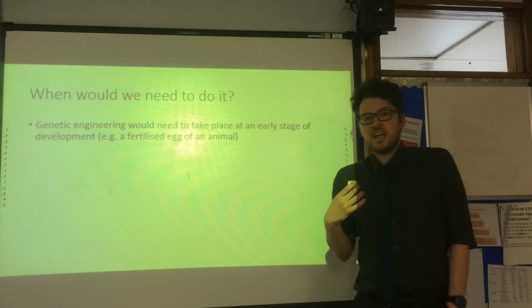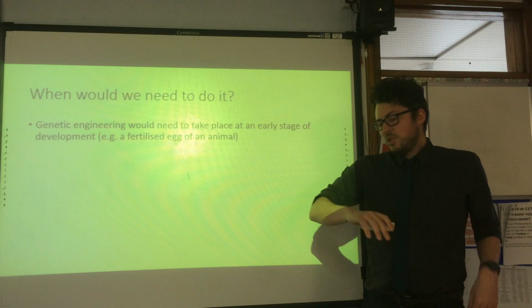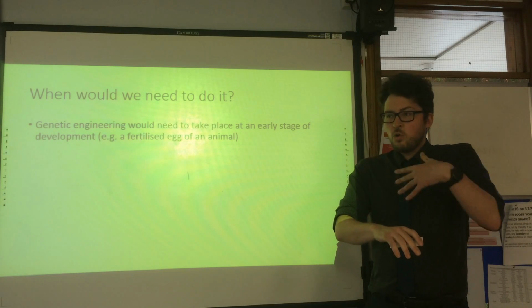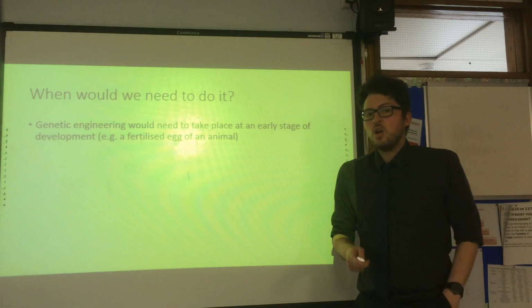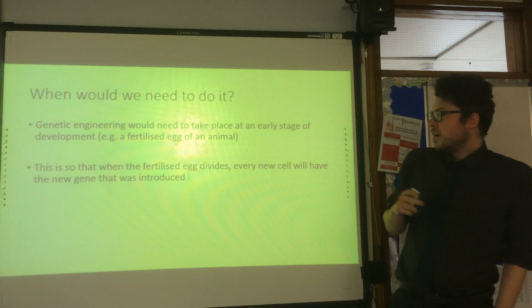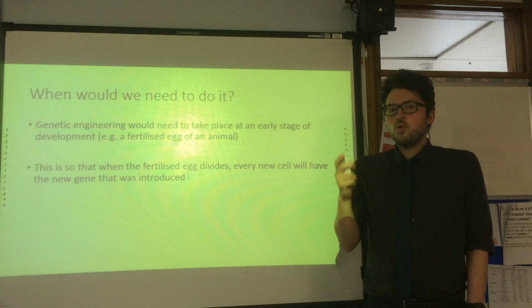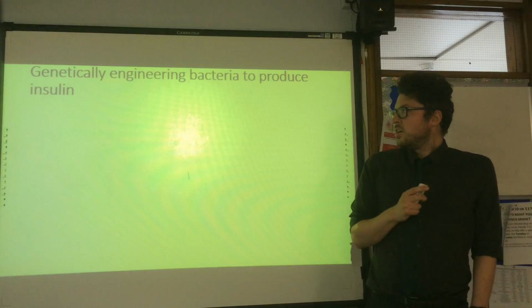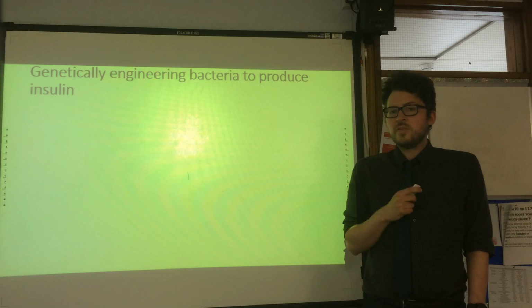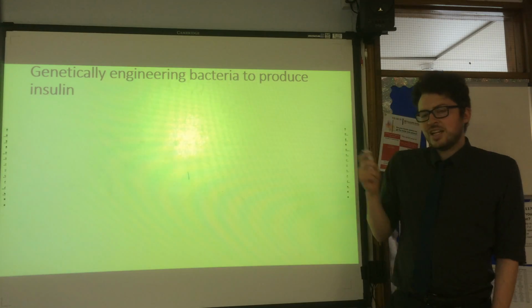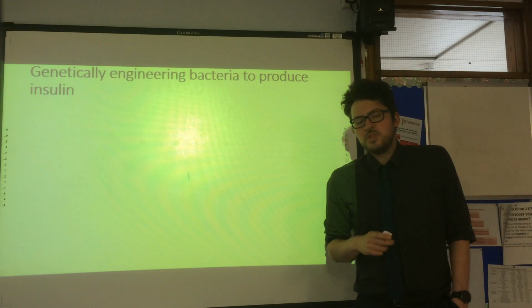If we try to engineer an adult, for example me, we just would engineer one of my cells, but all my other cells would still be the same as they were before. So genetic engineering would not work. So every time that egg cell divides, all those features would be there. So it can be used to engineer and produce organisms that are useful for humans. For example, genetically engineering bacteria to produce insulin.